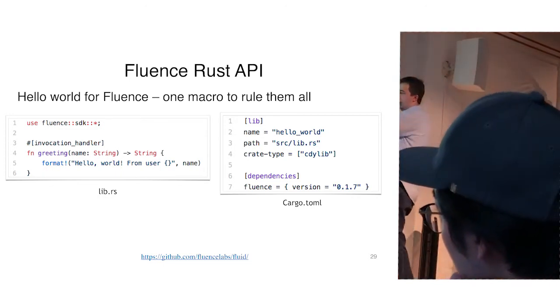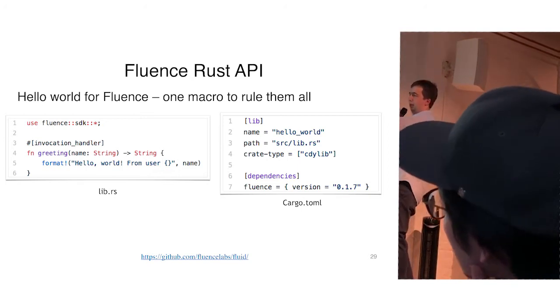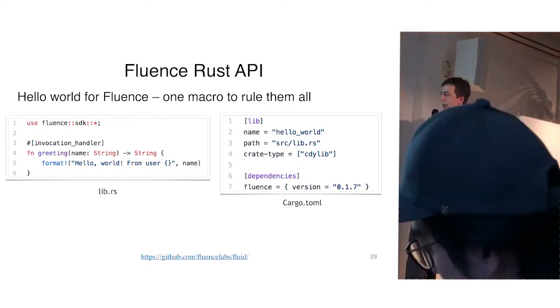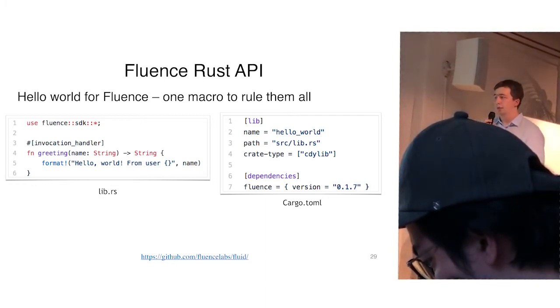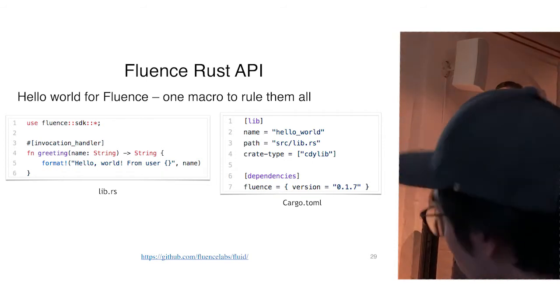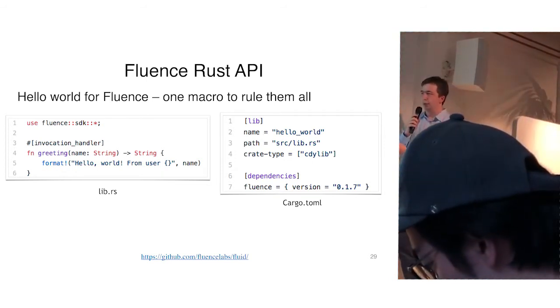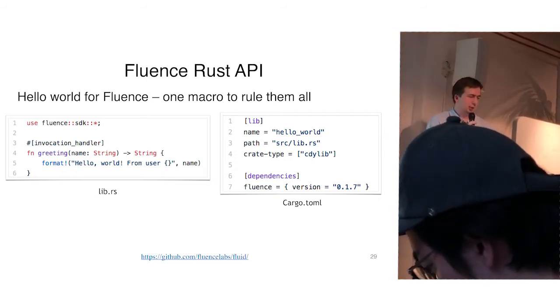We use cdylib, so the target is wasm32-unknown-unknown, and you should also import the Fluence crate. So, what can we do more? Yes, of course we can do more, but first I will turn back to how this greeting function works.